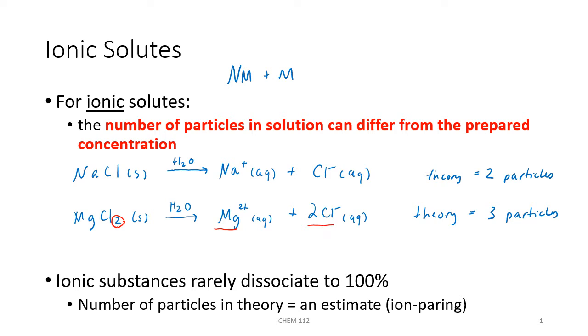Now, the theory number of particles is not exactly how many we'll really see. It can change depending upon the substance. Most of them do not dissociate to 100%. Some could be close. So that number of particles we're talking about in theory is just an estimate. And we'll talk about this a little bit later, but it's due to a phenomenon known as ion pairing.